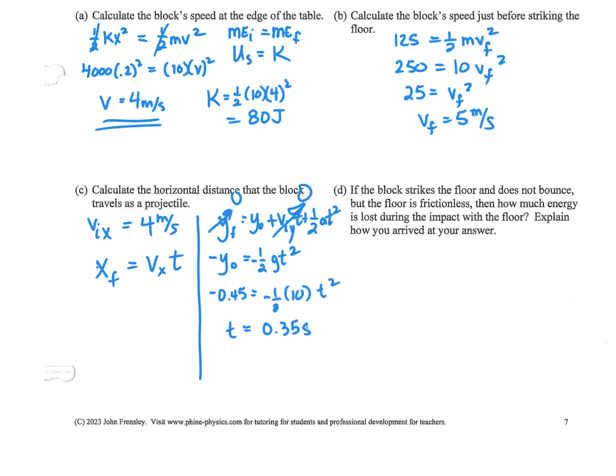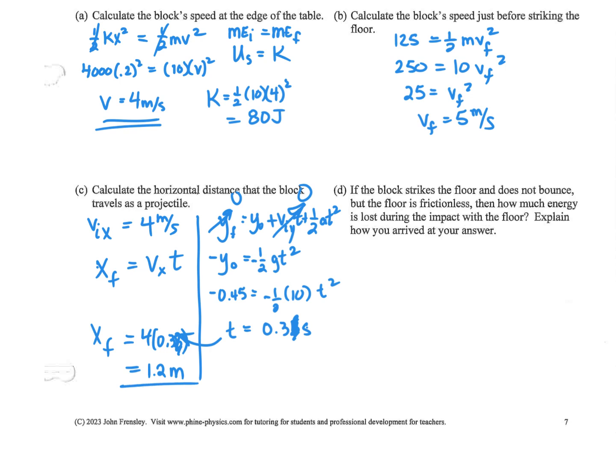So now we can take this back over here and find that our final distance, our range, is going to be 4 times that 0.35, which ends up as 1.2. Well, hold on. It might not be 0.35. Let me double check this. Okay, 0.35. So 1.2 meters is our final length.